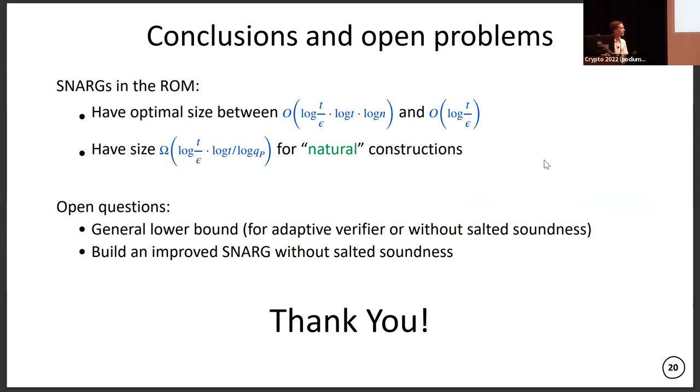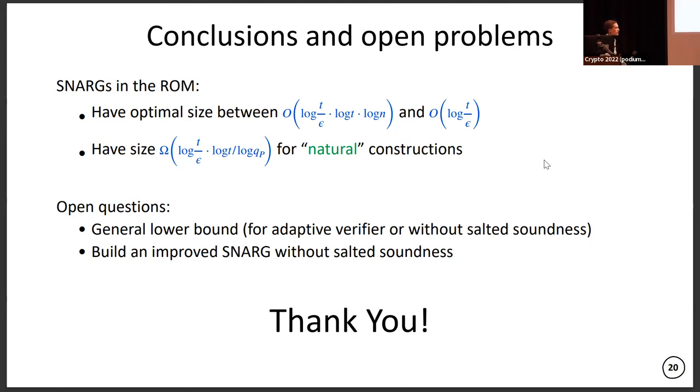Hey, so thank you for the talk. I guess you claimed that the gap between your lower bound and the existing constructions, which is this factor of log n times log q_P, is small, but I didn't get the intuition for why I should think of that as small. Why, for example, isn't log q_P large relative to log t? If log q_P is linear in log t, then the lower bound hasn't changed really, right?